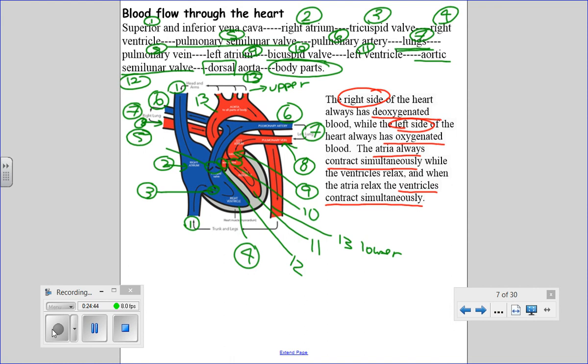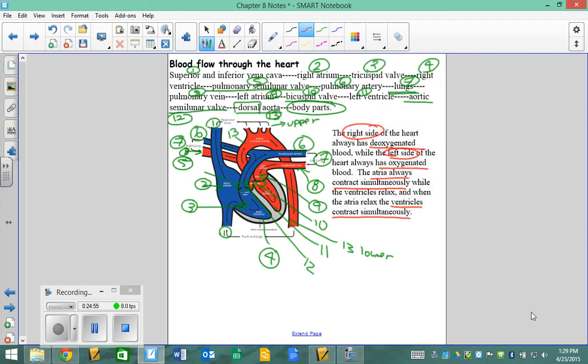Now, some of you might say, how in the world am I ever going to remember this ridiculously long list of parts and what order they go in? So I have a couple of suggestions for you for strategies that you can use to remember the path of blood through your heart. So I'm going to show you a couple of these strategies now.